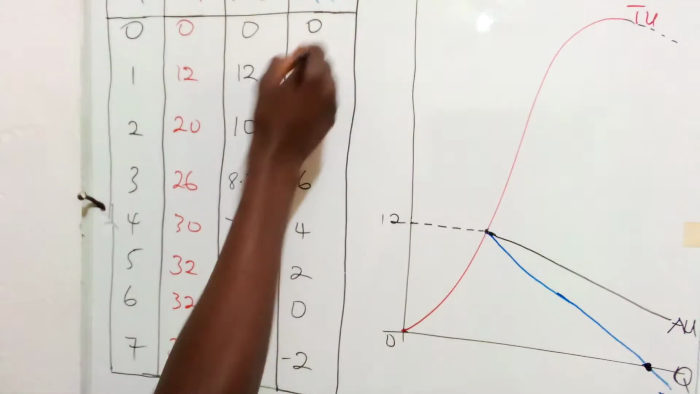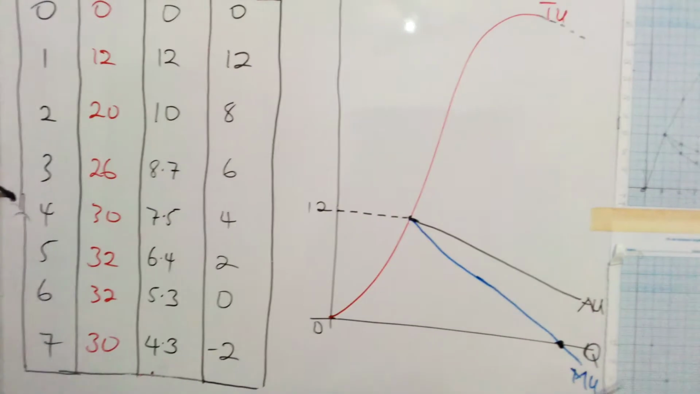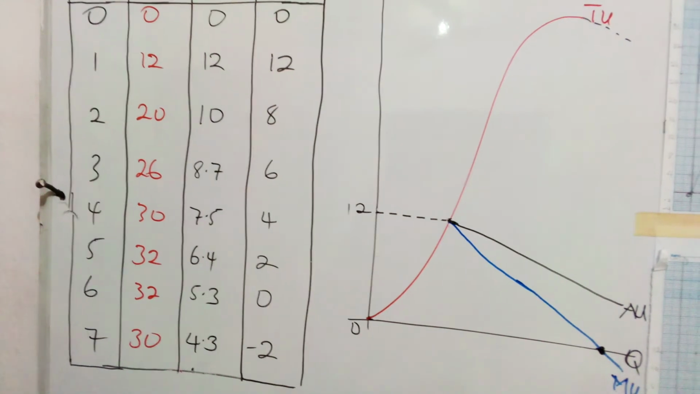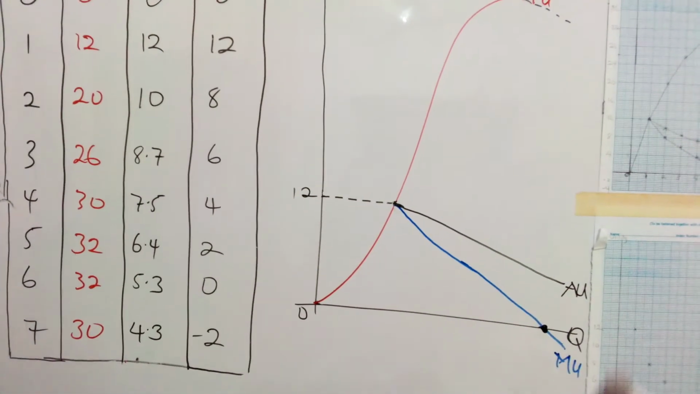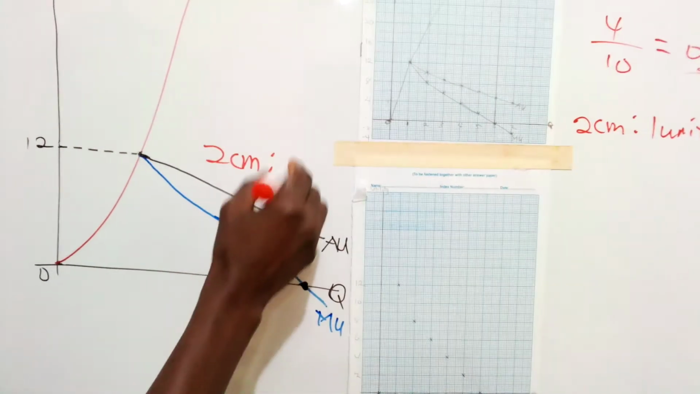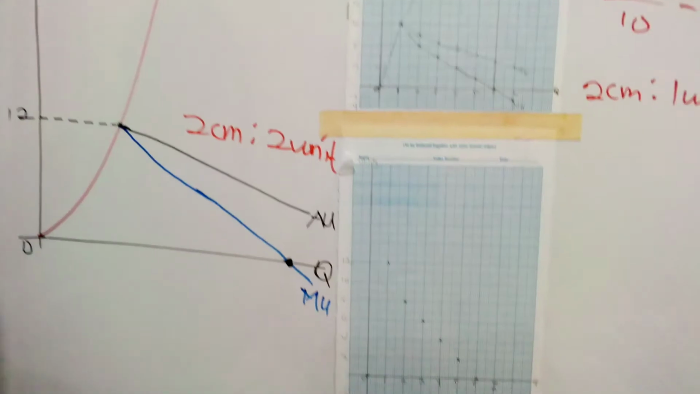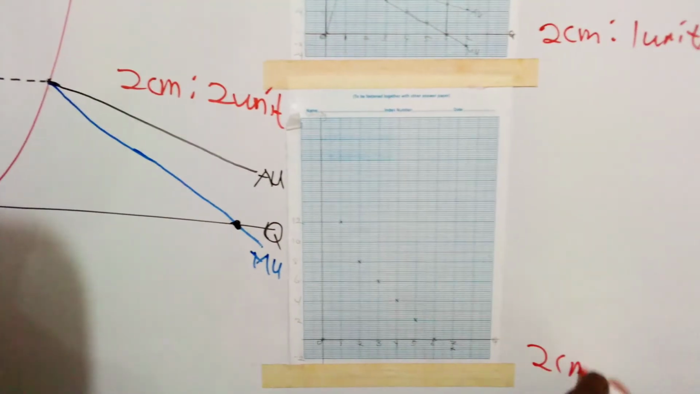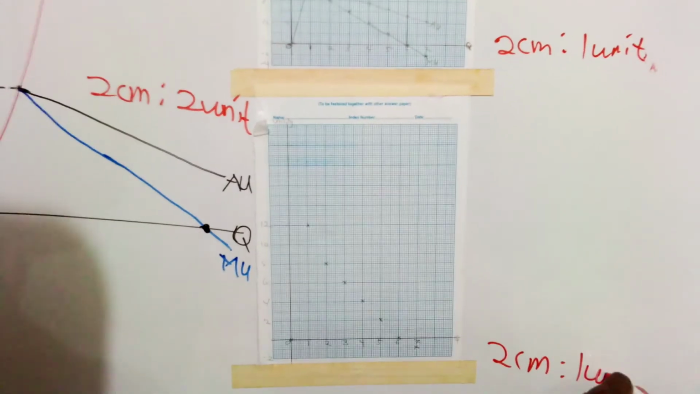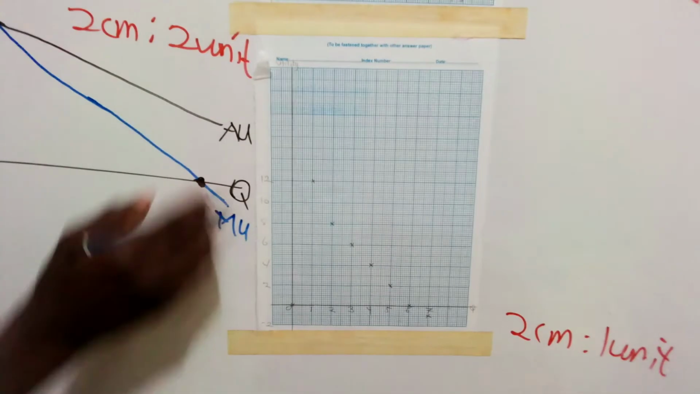The highest value of marginal utility is 12. So it means that our scale we are choosing on the graph should be what? Different. So in this case, on this axis, we are using 2 centimeters to 2 units. And on this axis, we are using 2 centimeters to 1 unit. So from there, then you can plot. So that is what we have here.